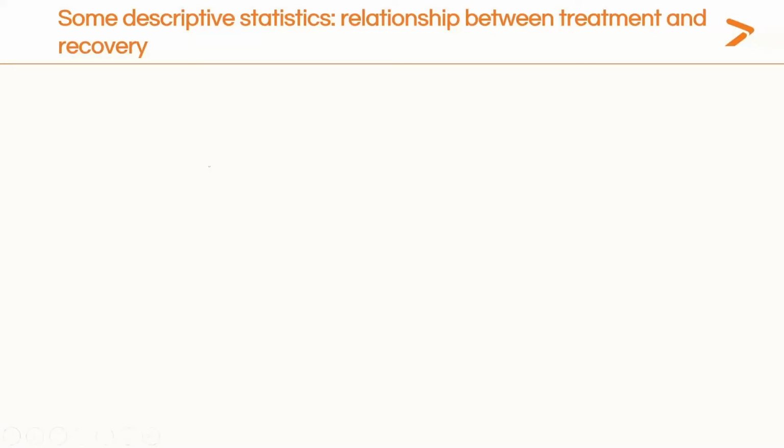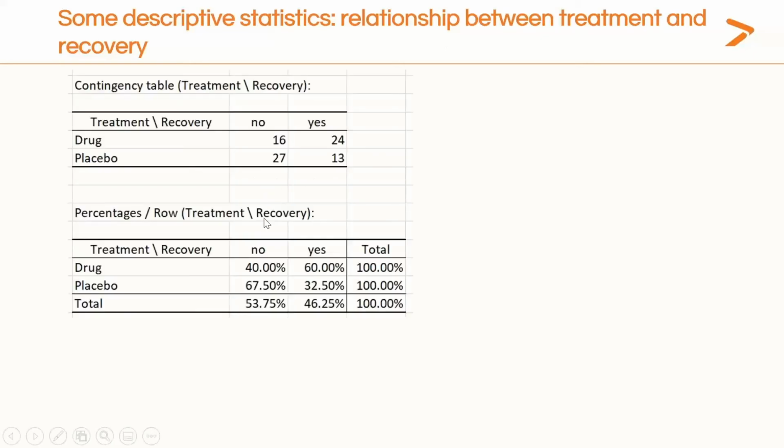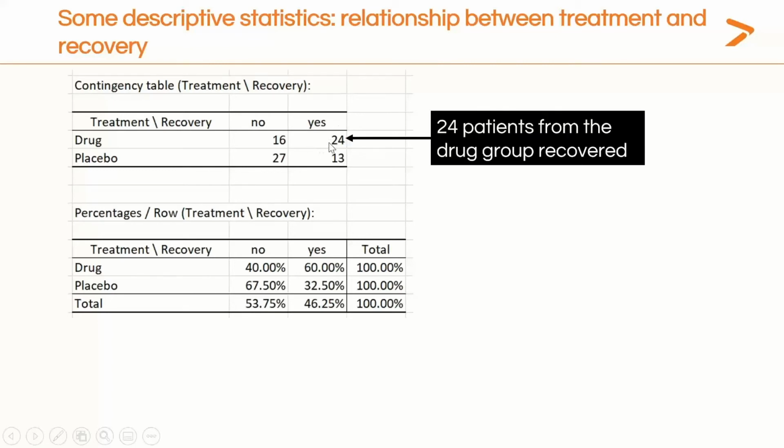If you go back to this descriptive statistics guide I showed you at the beginning of this PDF, you will come across a contingency table, which basically looks like this. In a contingency table, you have the two qualitative variables which are split in rows and in columns. So in rows, you have the treatment variable, drug and placebo, and in columns, the outcome variable, recovery, no and yes. Each cell includes the number of patients which are concerned. We have 24 patients from the drug group who recovered, for instance. We have 13 from the placebo group who recovered.